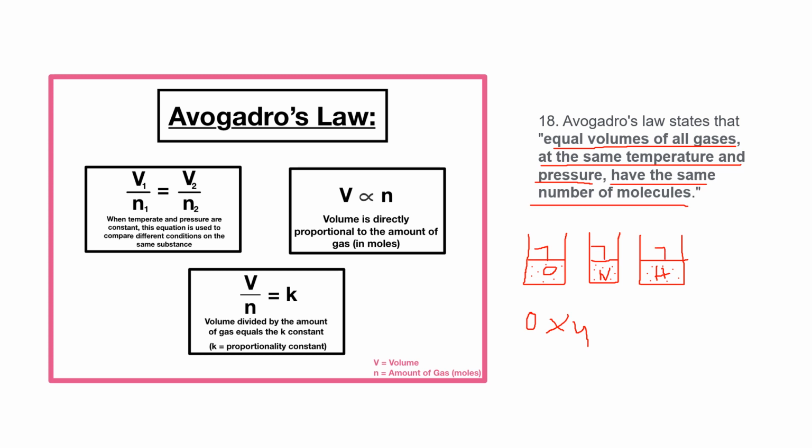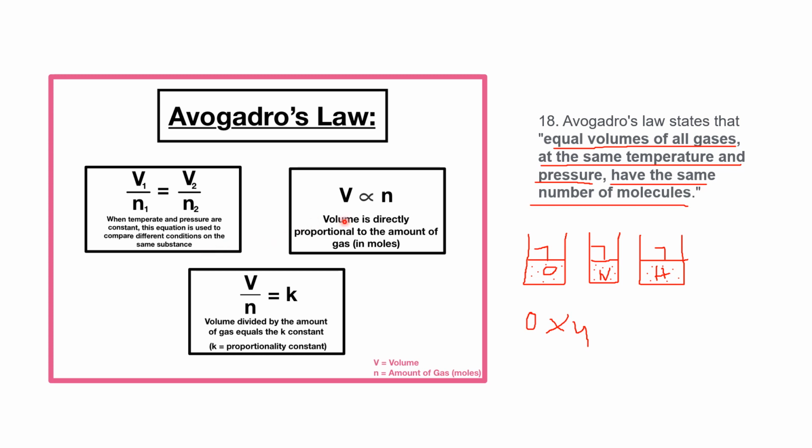This is Avogadro's law. Equal volumes of all gases: just imagine the volume is the same, equal amount of volume, where the temperature as well as pressure is the same, then the number of molecules, not mass, is the same. So V1 by N1 is equal to V2 by N2. When temperature and pressure are constant, this equation is used to compare different conditions on the same substance.